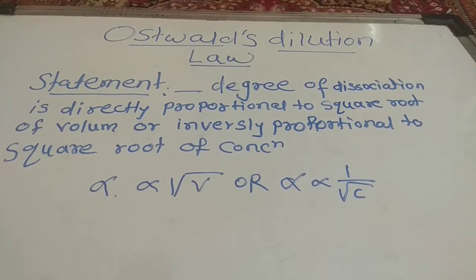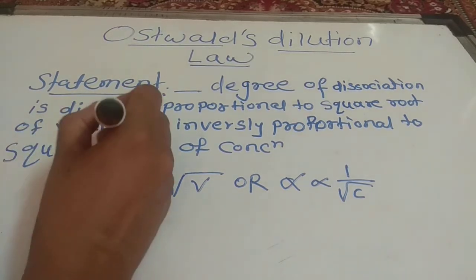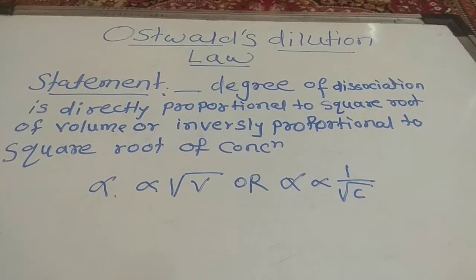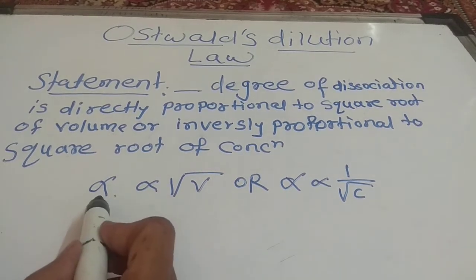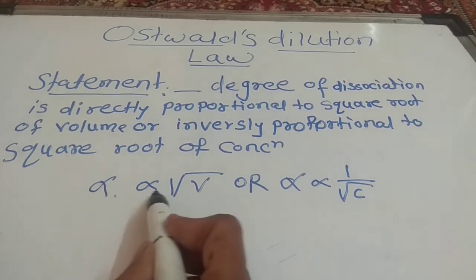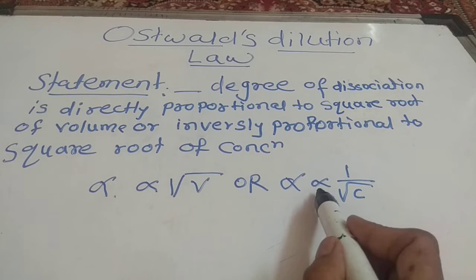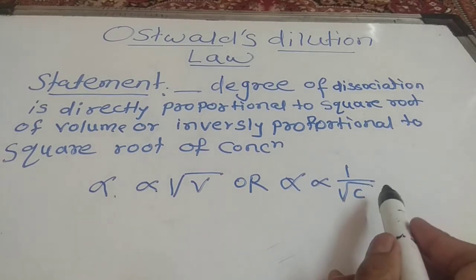Its statement is: the degree of dissociation is directly proportional to the square root of volume, or inversely proportional to the square root of concentration. I will repeat it again. So degree of dissociation is denoted by alpha. Alpha is directly proportional to square root of V, or alpha is inversely proportional to square root of C.